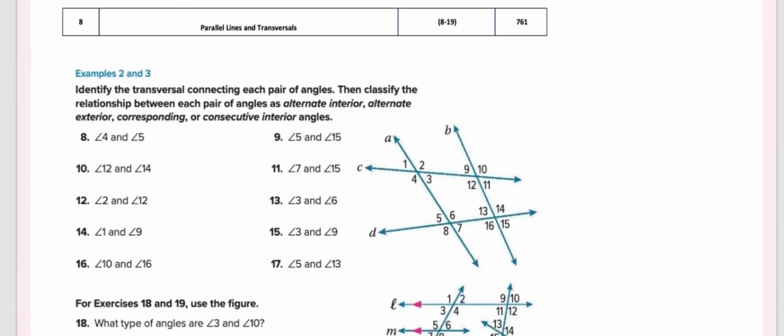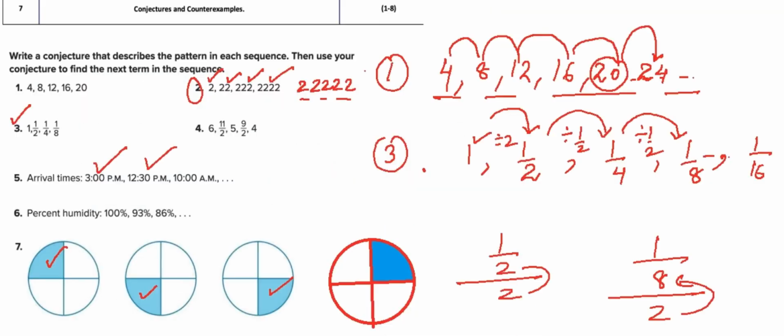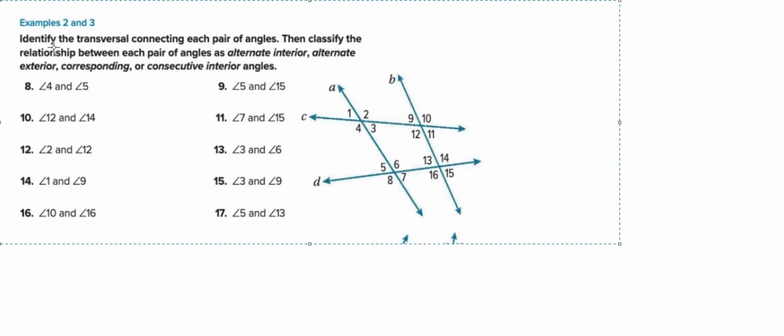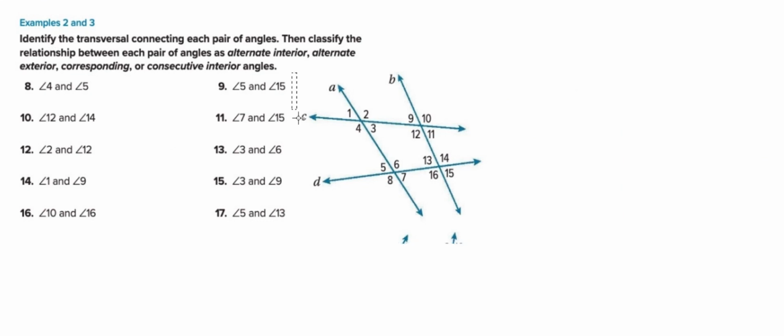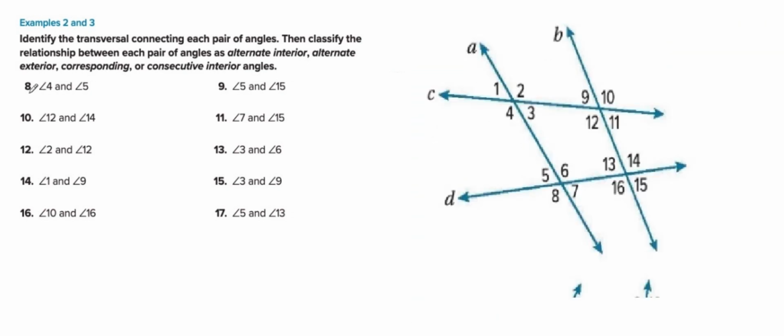Let me take this question on my screen. This is very easy. What they are asking here is the types of the angles. You already know what type of angles these are, and you need to tell their names. Let me take this diagram. This is easy. 8 and 4, what type of angles are these? 4 is here, 8 is here, corresponding. Both are on the down side and on the left side.